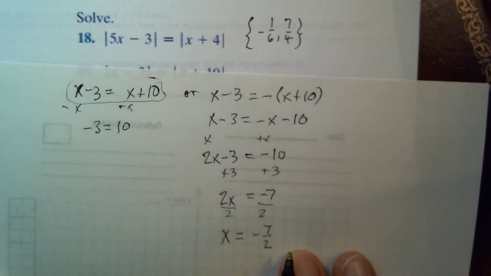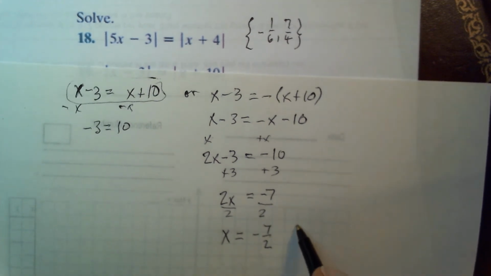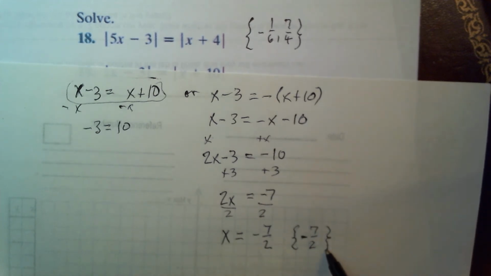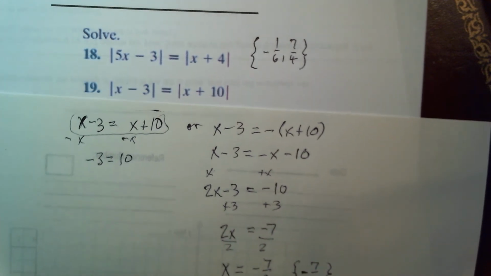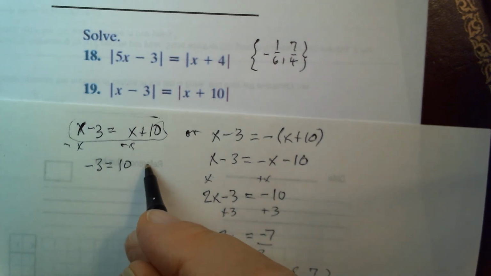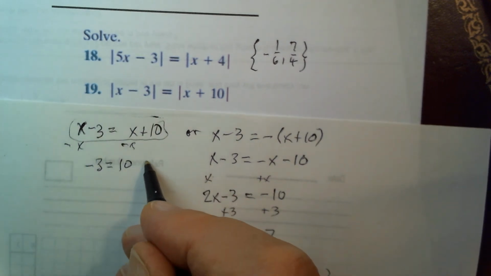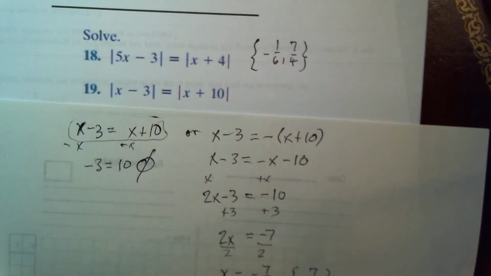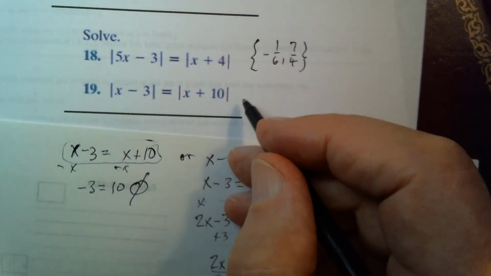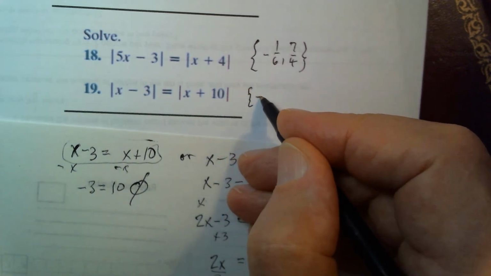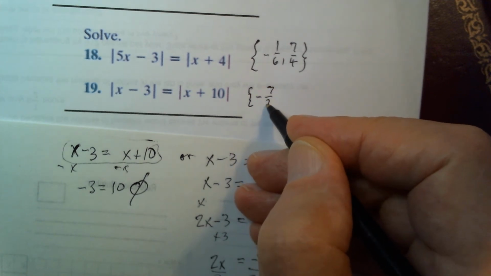And in this case, that's the only solution to this absolute value equation, minus 7/2, because, as I mentioned before, the first equation here does not have a solution. So here the solution set is equal to minus 7/2.